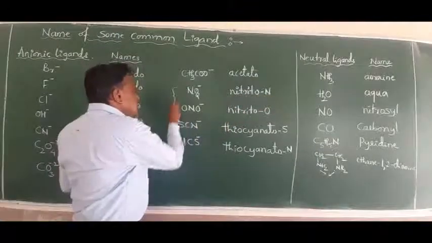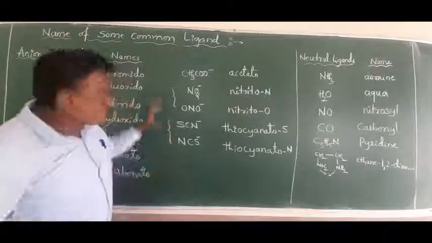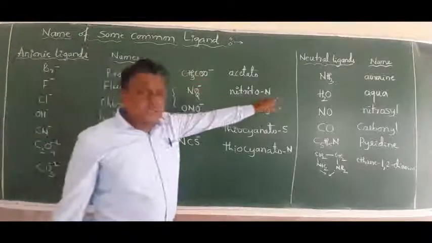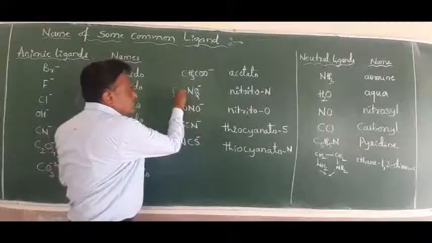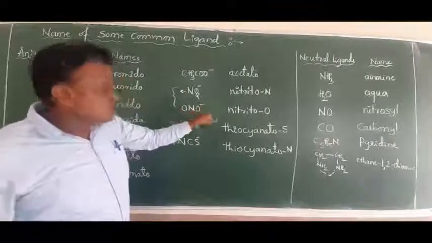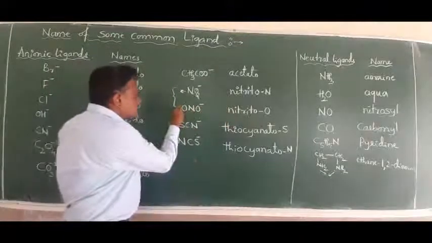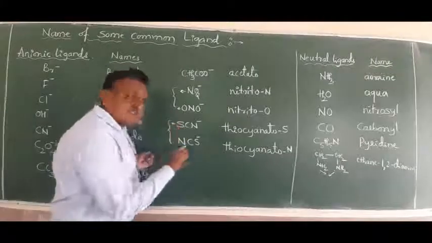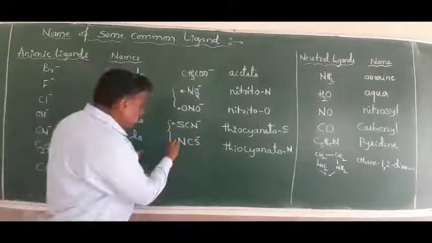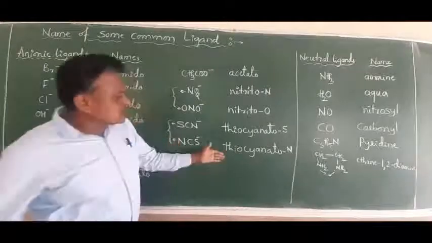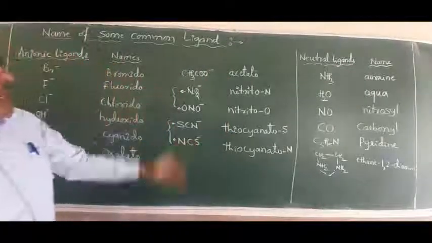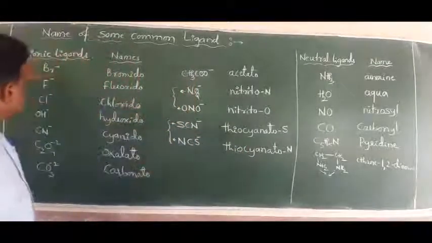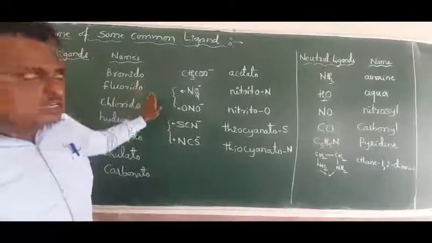This is a major part, because these two ligands come under ambidentate ligands. NO2 is nitrito-N, where nitrogen is the coordinating atom, and similarly ONO minus is nitrito-O, where oxygen is the coordinating atom. Similarly, thiocyanate with sulfur coordination, and NCS with nitrogen coordination. These are the names: acetato, nitrito-N, nitrito-O, thiocyanato-S and thiocyanato-N. These are the concepts of anionic ligands.